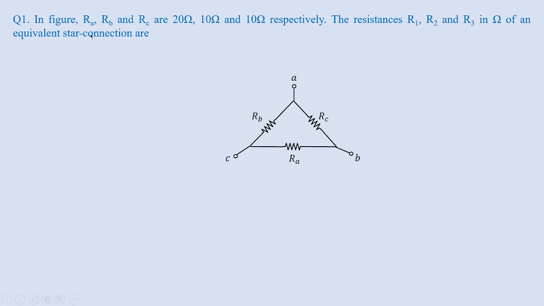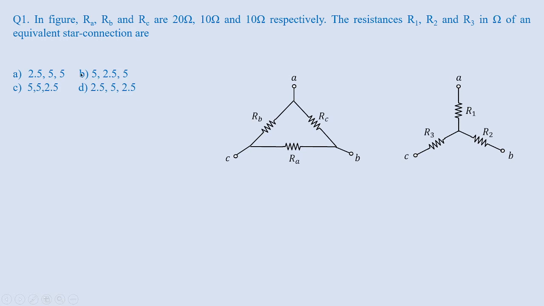In the figure, RA, RB, RC of the delta network are given as 20 ohms, 10 ohms, and 10 ohms respectively. The resistances R1, R2, R3 in ohms of an equivalent star connection are: option A as 2.5, 5, 5; option B as 5, 2.5, 5; option C as 5, 5, 2.5; and option D as 2.5, 5, 2.5. This question was asked in GATE 2004 for 2 marks. So let us see how we'll sort out this problem.